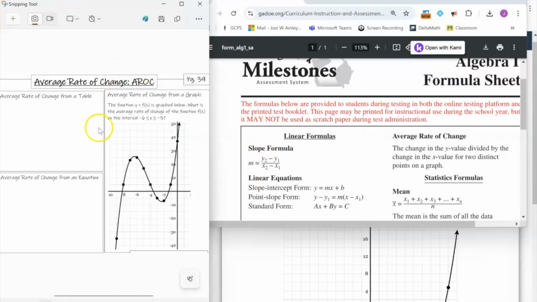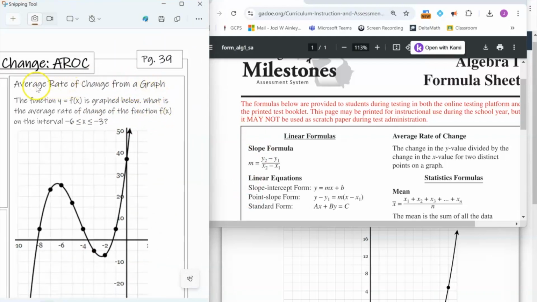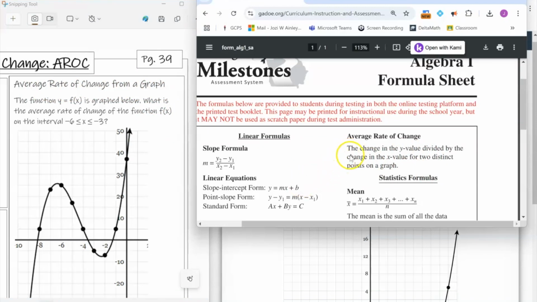All right, so we're going to take a look at average rate of change, AROC, from a graph. So how do I find the average rate of change from a graph? Once again, average rate in your formula sheet says the change in the y value divided by the change in the x values for two distinct points on the graph.